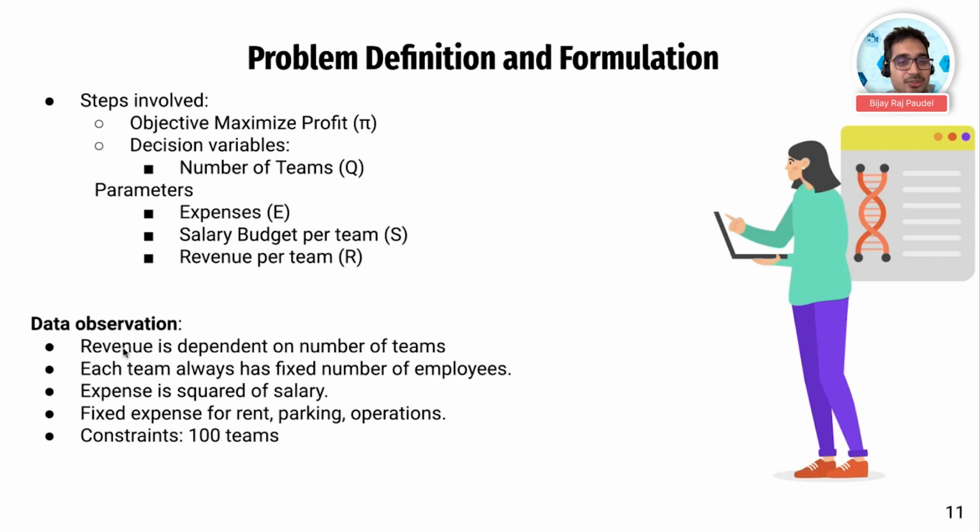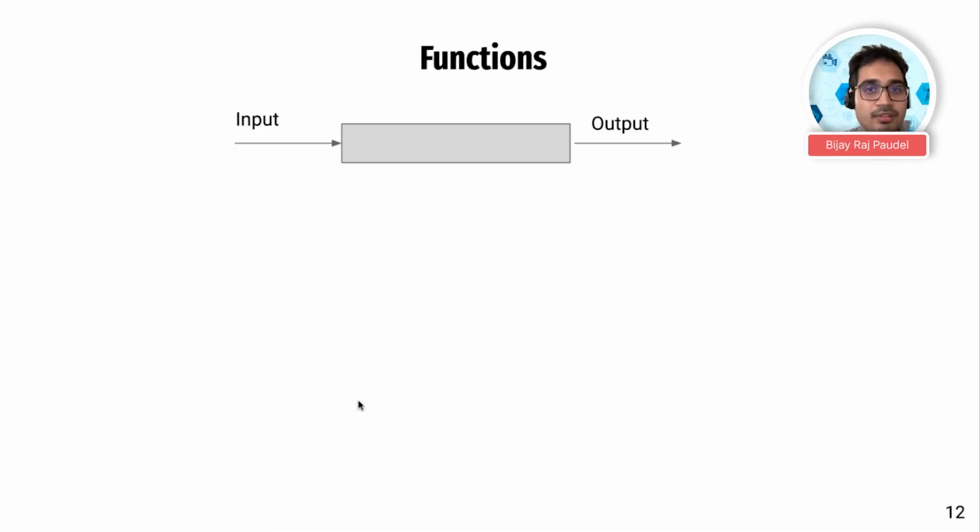To simplify, revenue is dependent on the number of teams. So everything is dependent on the number of teams; we only have one independent variable. Each team always has a fixed number of employees, so the number of employees is also dependent on the number of teams. And expense is the square of salary. I'm just assuming one relationship between expense and salary so that I can demonstrate some quadratic equations. There is a fixed expense for rent, parking, operations, etc., and the constraint is 100 teams. So we will form that.